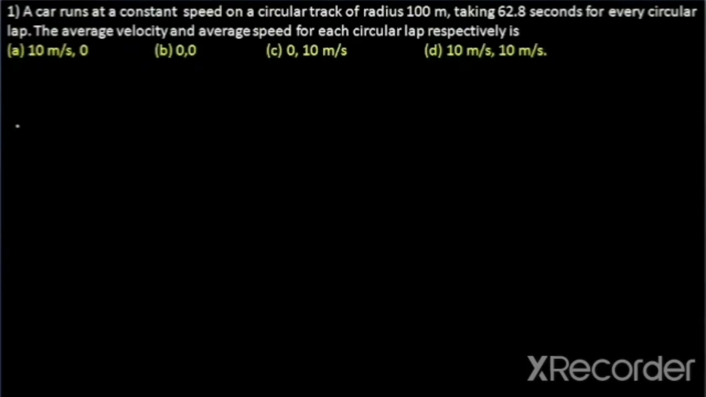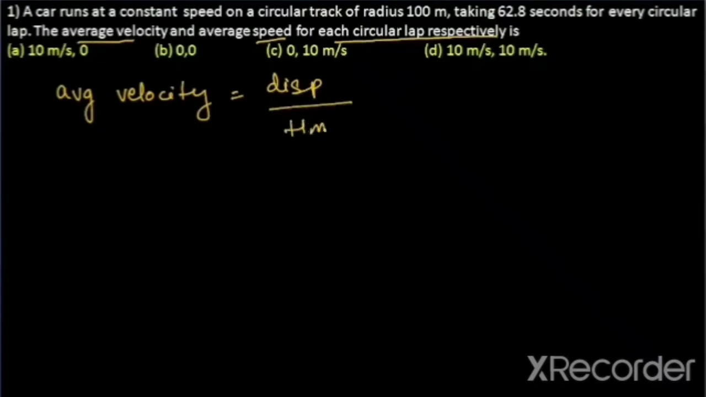Our first question is, a car runs at a constant speed on a circular track of radius 100 meter, taking 62.8 seconds for every circular lap. The average velocity and average speed for each circular lap respectively is. So we have to calculate average velocity. As we know, average velocity is equal to displacement by time taken.